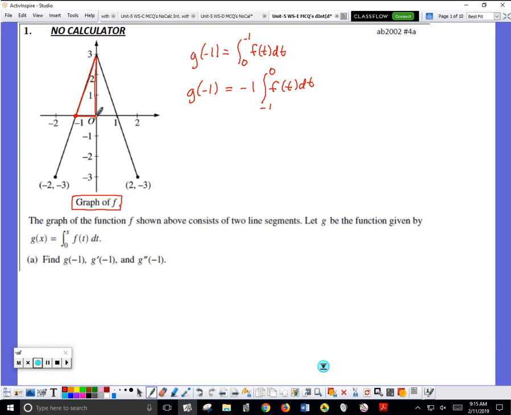So that's just a triangle. So, 1/2 base times height. The area here is 1/2, base is 1, the height is 3. So that area is 3/2. Question. Therefore, the value of the integral is 3/2. But it's the integral multiplied by -1, so I get -3/2.